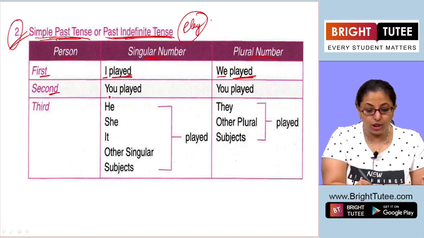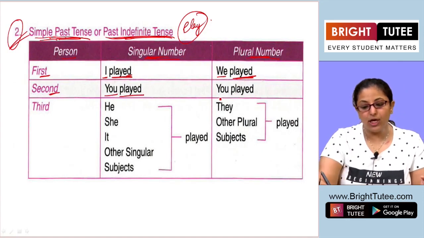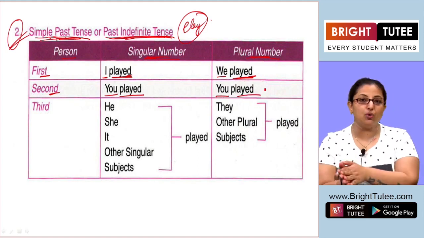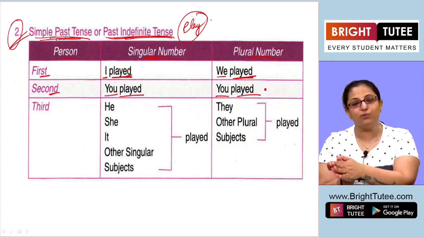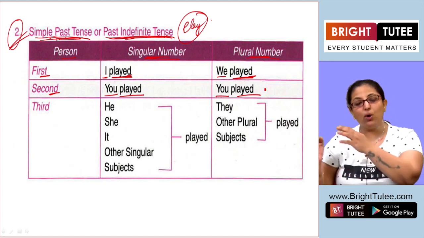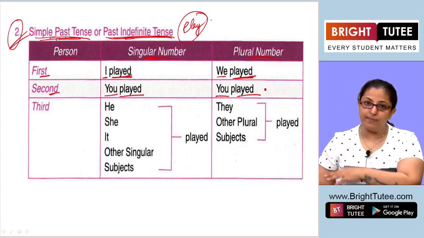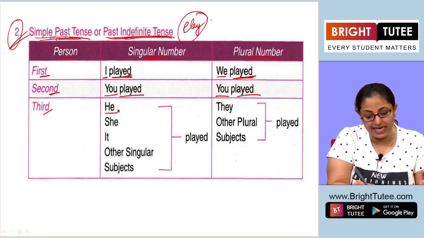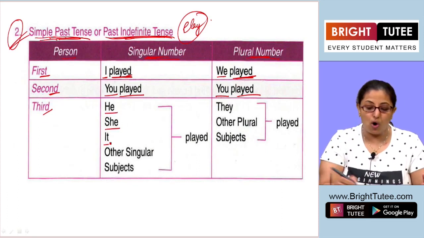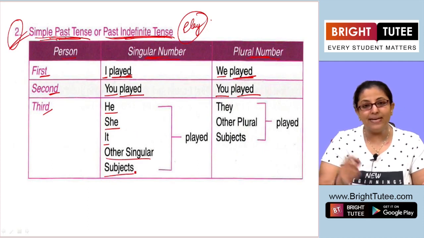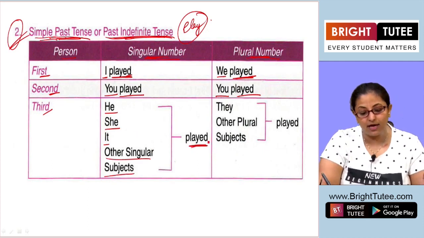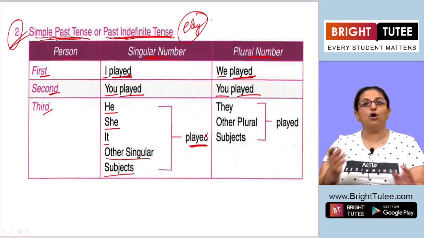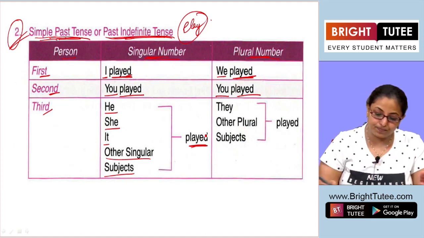Second person, you played. Again, in the plural number, you played. You remains you even in the singular form or in the plural form. So you played, and again in the plural number, you played. Now in the third person like he, she, it or other singular subjects, play becomes played again. For example, he played, she played, it played, or any other singular subjects.